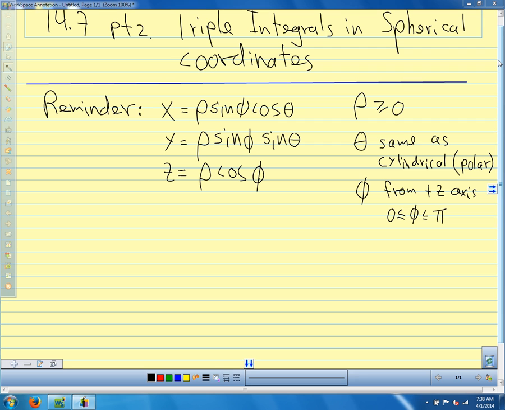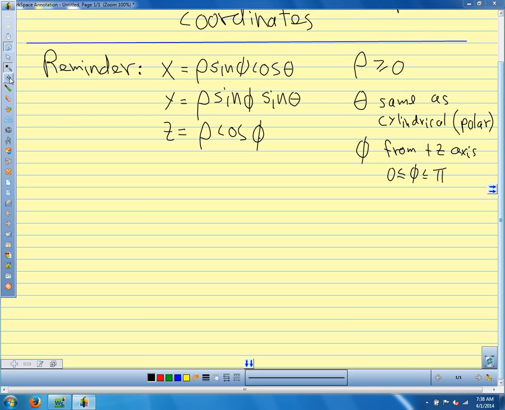So what we're going to do is develop this idea of a triple integral in spherical coordinates, just like we did for cylindrical coordinates, just like we did for polar coordinates in the plane. We want to divide our solid region into little chunks of a sphere. So that's our idea here. We'll draw a picture and label all of our pieces to come up with a representation of our volume elements in spherical coordinates.